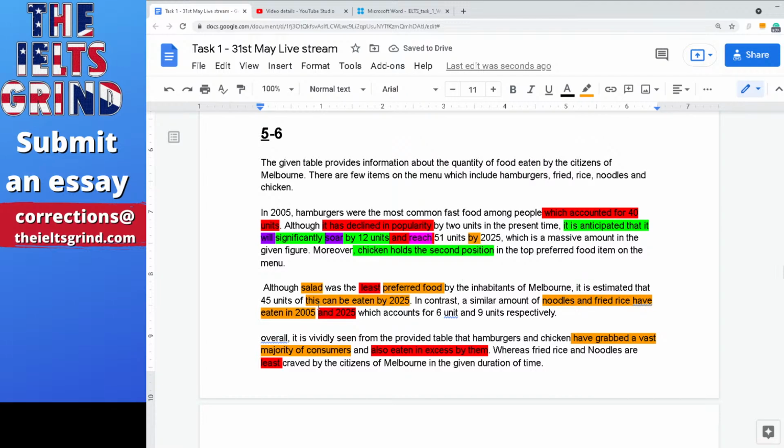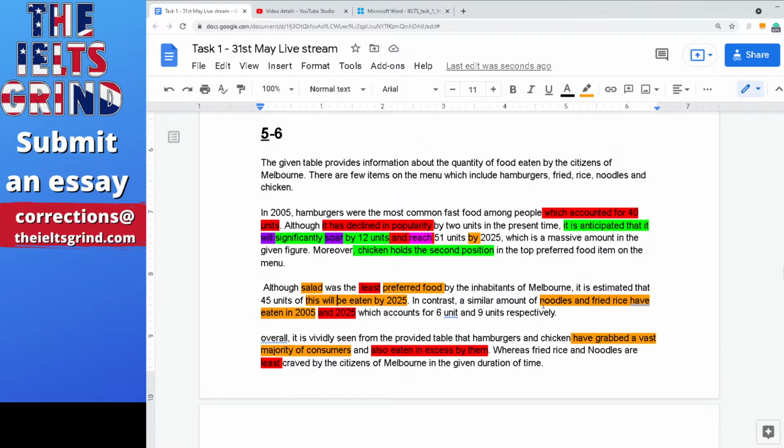Okay, then it says it is estimated that 45 units of this can be eaten by 2025. Now, grammatically, there's nothing wrong with it, but I would say will be eaten. Here, it's talking about intention, facts. Can be eaten is about ability in the future.